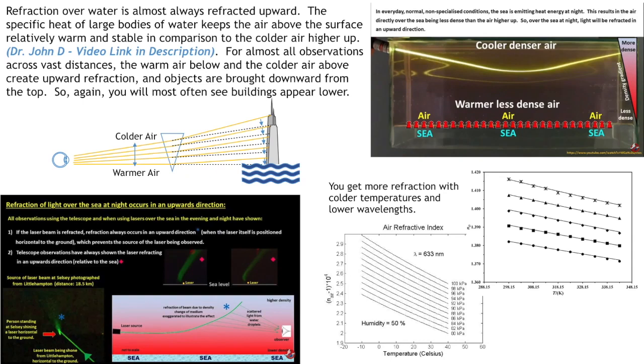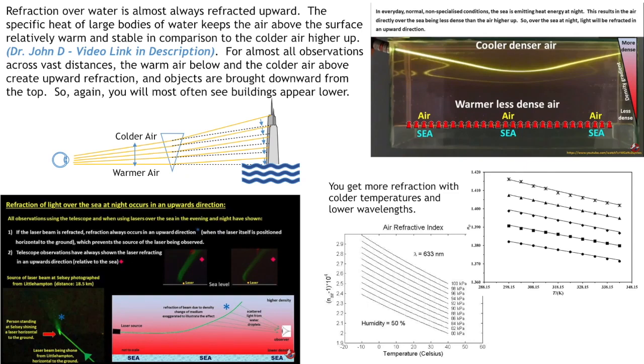And again, most all laser experiments above large bodies of water show upward refraction of laser light. And you can see somewhat the effect of a laser light being shot through a cooler, denser air medium above with a warmer, less dense air medium below. And again, you can see how it refracts upward. What this means is that because our eye sees things in straight lines and the angle is now coming in somewhat different, again, we assume the straight line, which brings the building lower.